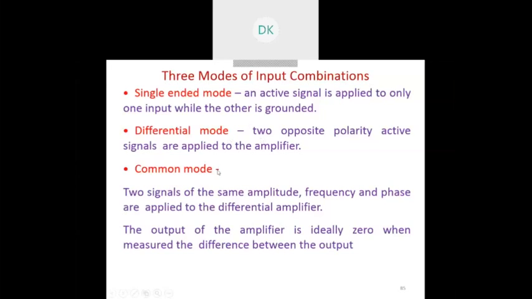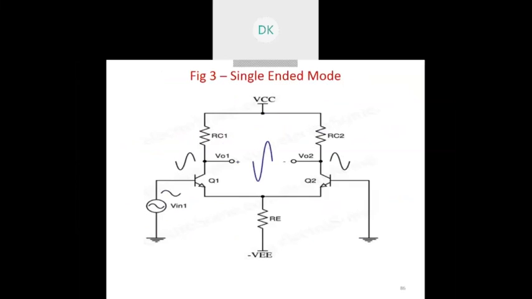Common mode combination, both the input terminals are shorted to each other. A common signal, same amplitude, same frequency, and same phase will be applied to the differential amplifier. In such a case, it is called common mode combination.